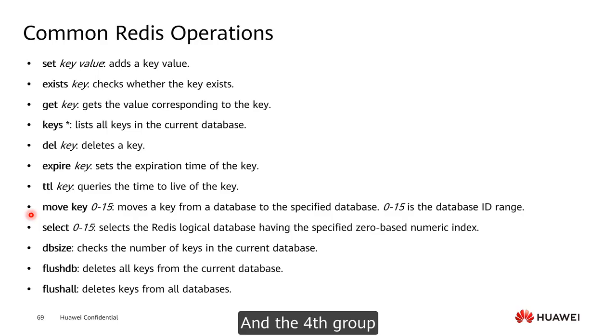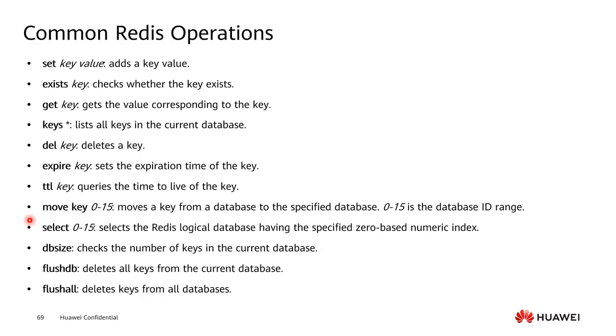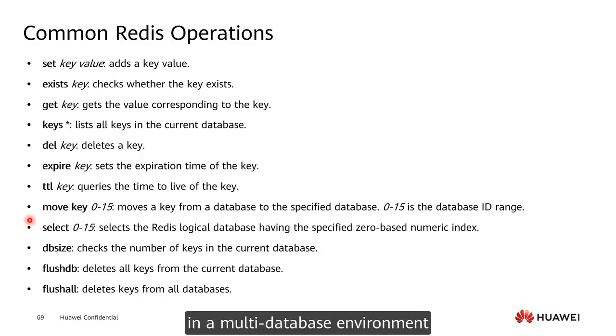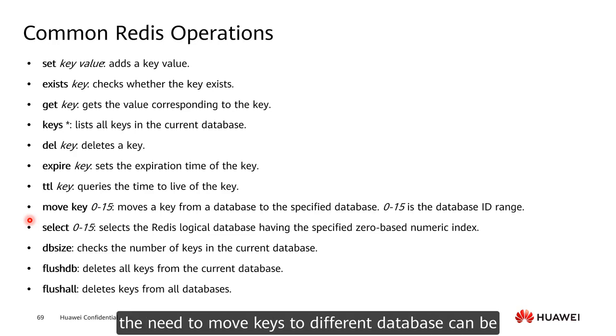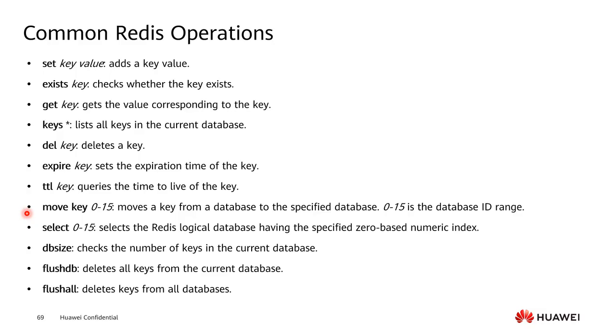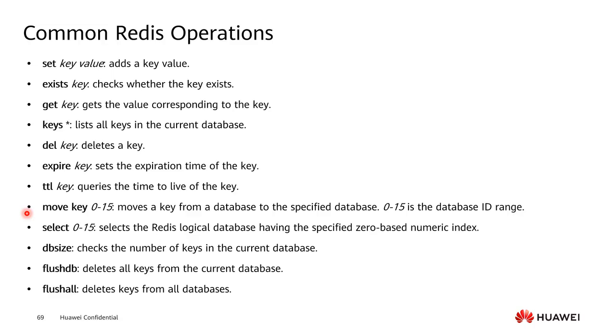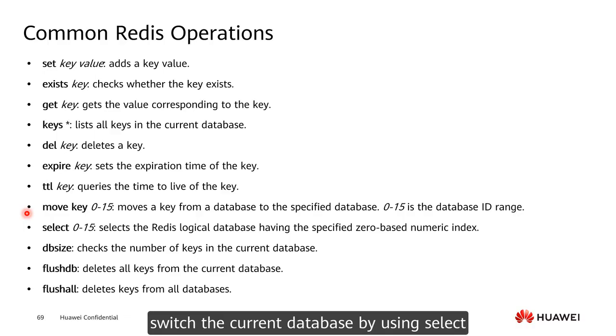And the fourth group is inter-database operation and management. In the multi-database environment, the need to move keys to different databases can be achieved by using move key database-number, where the database number, for example 0 through 15, specifies the number of the target database. In addition, you can easily switch the current database by using select and the database number. By default, we are in database 0.